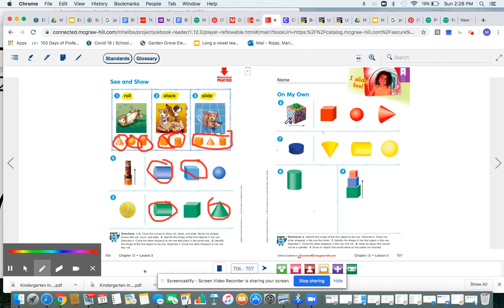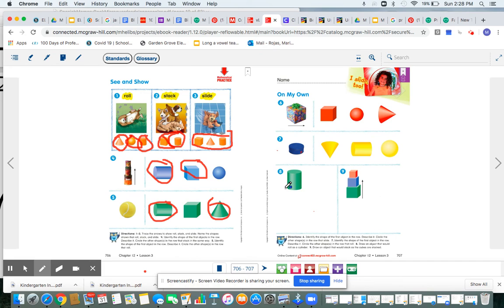Okay. So let's look at 6, 7, 8, and 9, and I'm going to tell you what you're going to do. So for number 6, you're going to go ahead and identify this shape. This shape can slide. Circle all the shapes that can slide. Number 7, this is a sphere. Circle all the shapes that can roll. So if the shape can roll, you're going to circle it.